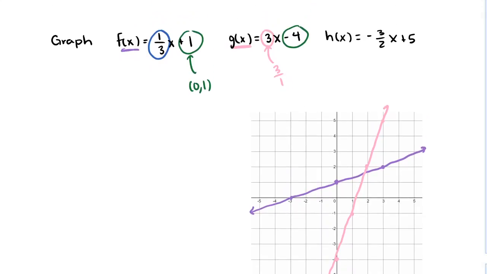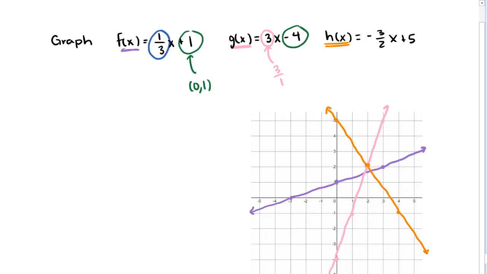Okay, and this last example, here I have h of x is equal to -3/2 x plus 5. So here I know that I have a vertical intercept of 0, 5. I have a slope of down 3/2. Down 3/2, I can find another point on my graph. And so here we get a graph that looks something like this. So that's the graph of h of x.